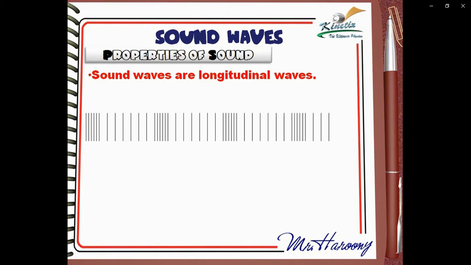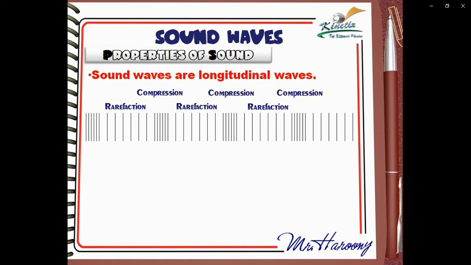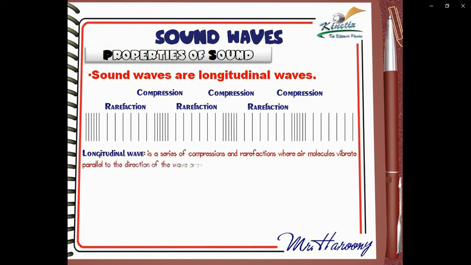Now again to the next part, this diagram. Please draw it in your notebook. The sound waves are longitudinal waves. You can see compression, rarefaction, again compression and rarefaction. The longitudinal wave is a series of compressions and rarefactions where air molecules vibrate parallel to the direction of the wave propagation. Wave propagation means wave direction.